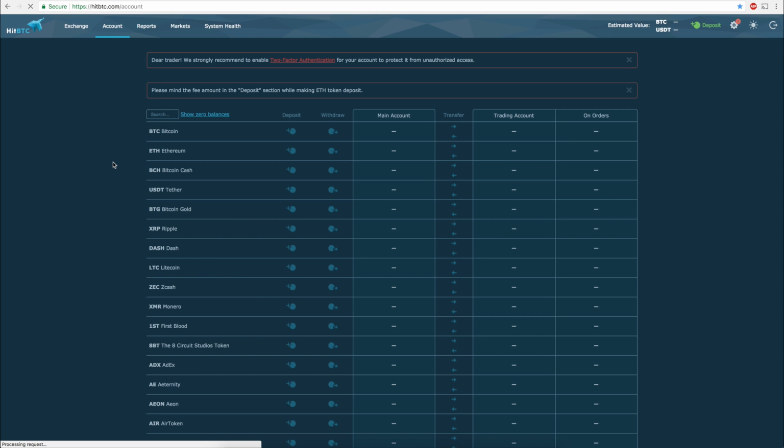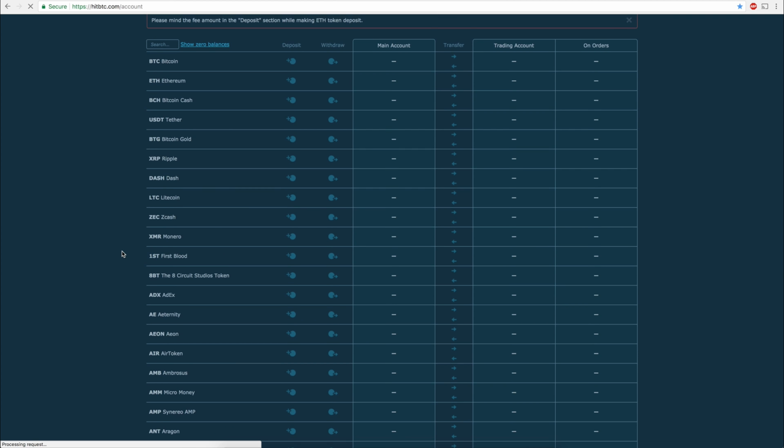And there's a lot of different coins you can find. So let's say if you mined a lot of Monero, you can find it right here, and you just press the deposit button, and it'll give you an address, and you just deposit to the address, and it will show up in your main account.